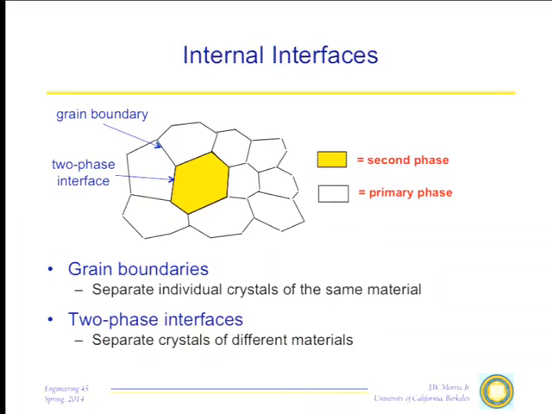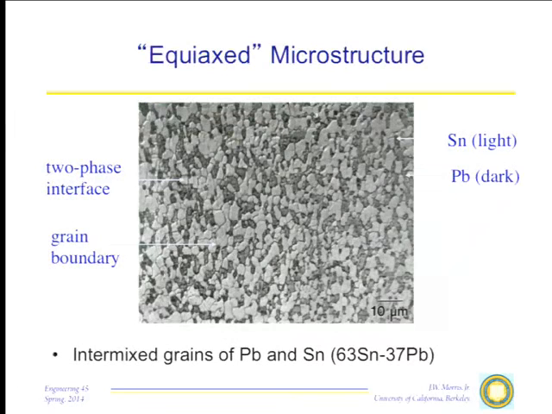Many materials contain more than one phase, more than one different material. The boundaries, the grain boundaries, if you want, that are between different materials are called two-phase interfaces. Grain boundaries separate individual crystals of the same material. Two-phase interfaces separate crystals of different materials. Let me give you some examples. This is what generates a microstructure.